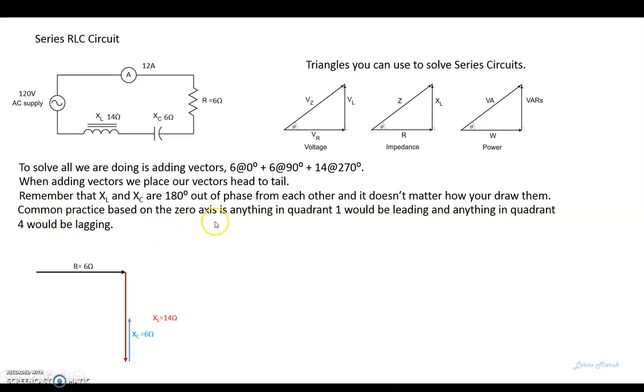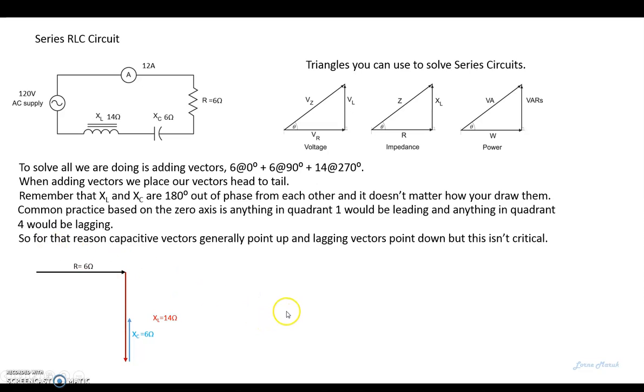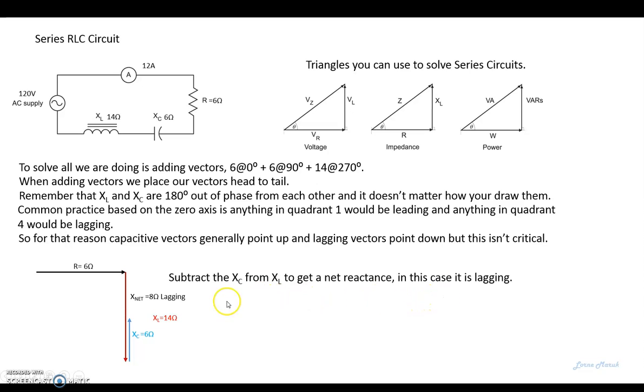So generally, common practice is anything above the zero axis would be in quadrant 1. That would be considered leading based on phasor rotation. And anything in quadrant 4 would be lagging with our base zero vector considered the starting point. But it really doesn't matter. So once we subtract XC from XL, we get a net reactance. In this case, it ends up lagging. Now, if you do the math and you end up with a negative XL, it doesn't matter, because when we square that value to get the Z, it will still be a positive value.